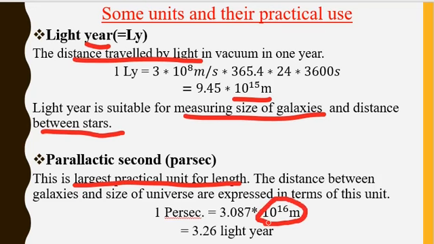Don't be confused, because we see the word second here in parsec, and it may seem to be a unit of time. No, this is a big mistake. It is a unit of distance. It may appear in the exam. Don't be confused. It is equal to 3.26 light years.